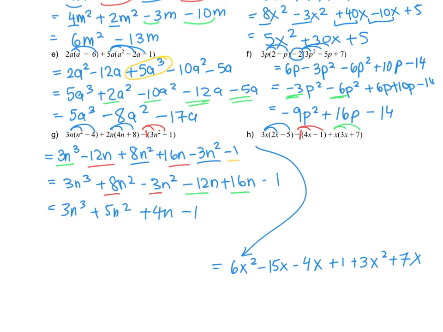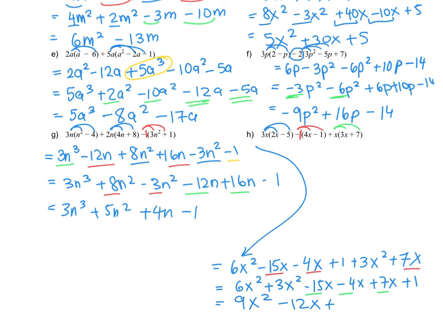And now just a quick rearranging. I don't have any x cubes, so I'll just put the x squares together. Then I have all 3 of those x's, so negative 15x, negative 4x, positive 7x, and then I have the single constant at the end. And now to collect. 6 plus 3, I have 9x squares, and then negative 15 minus 4 is negative 19, and when I add the 7, that's negative 12x. And then the plus 1 at the end. And then that's it.